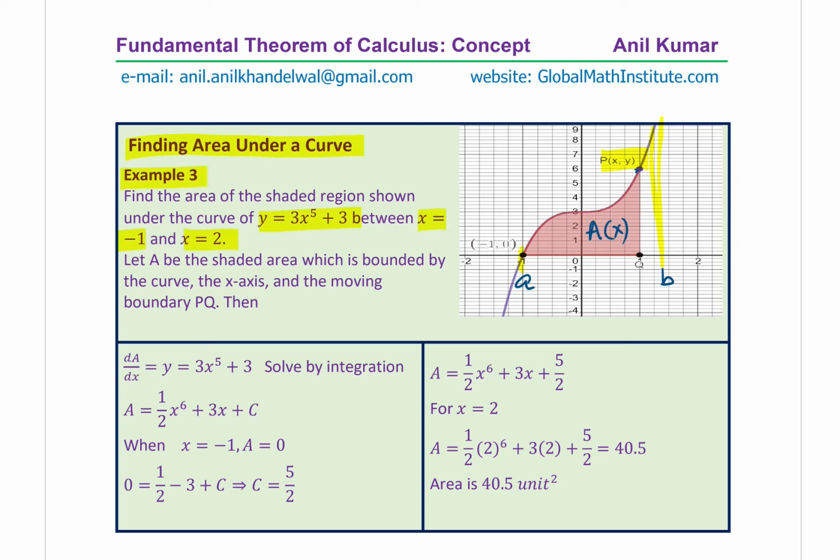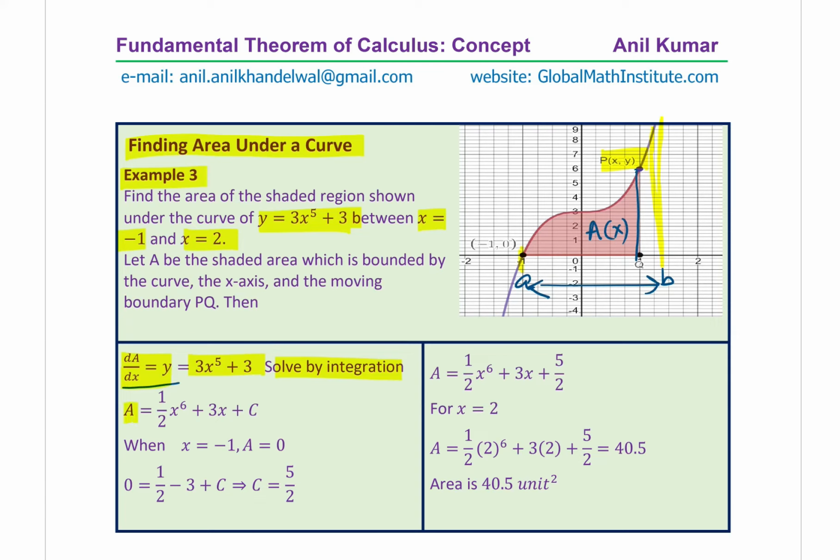Let A be the shaded area bounded by the curve, the x-axis, and the moving boundary PQ, within this interval of A to B. In that case, we just learned that dA/dx, the rate of change of area, is equal to the function itself. That was the fundamental theorem of calculus part 1, correct? So we'll equate the rate of change of area and solve by finding the integral.